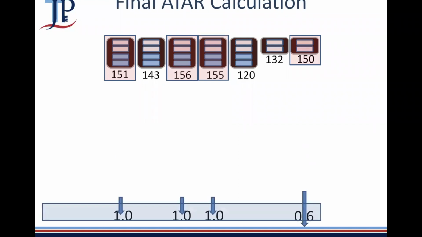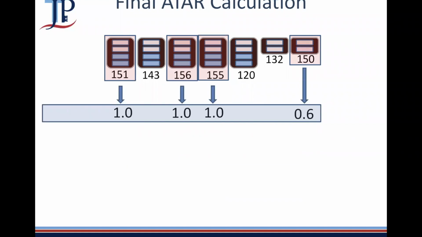How it works is your 3 best majors count as 1, their value of 1, and your 4th best subject, whether it is a major or a minor, counts 0.6, so 60% of the score. Put that together and you get 542. Okay, which is a pretty meaningless number when we're just looking at it like that.